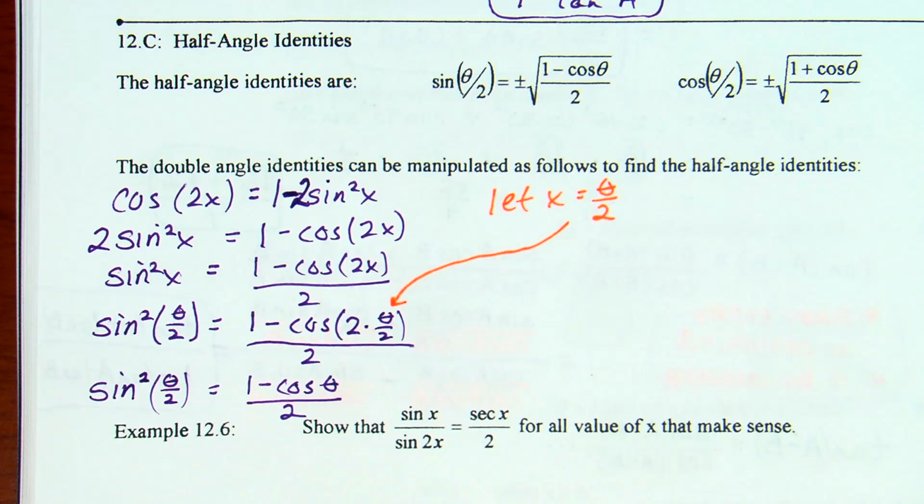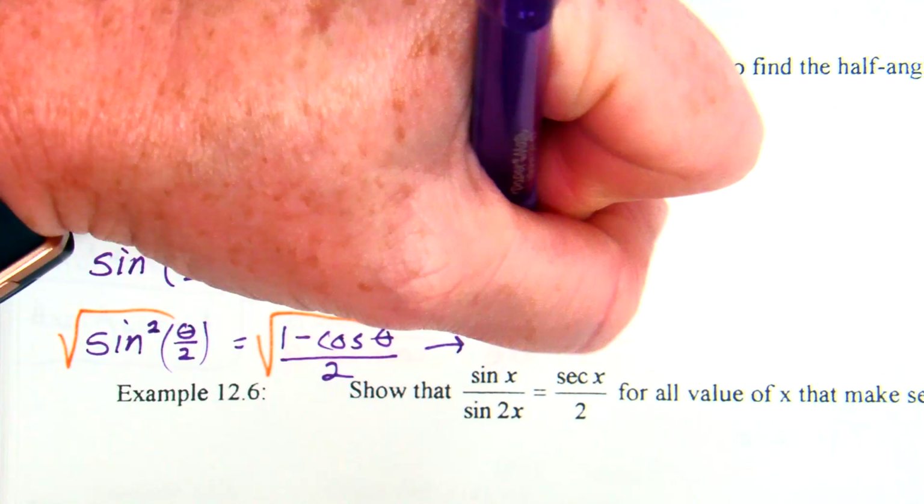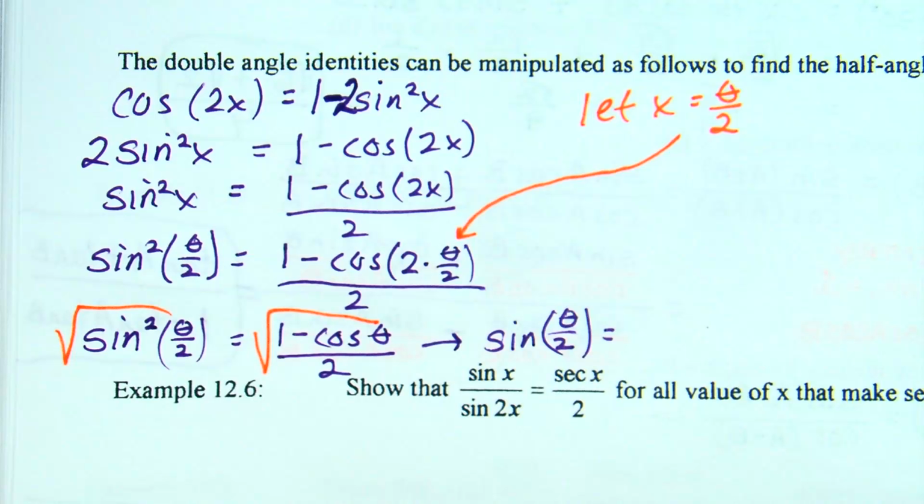The square root of sine squared theta over 2 is sine of theta over 2. What's the square root of 1 minus cosine theta over 2? Plus or minus the square root of 1 minus cosine theta over 2.